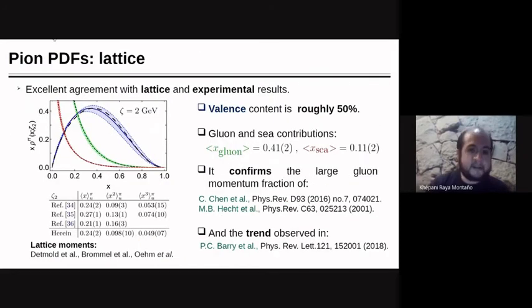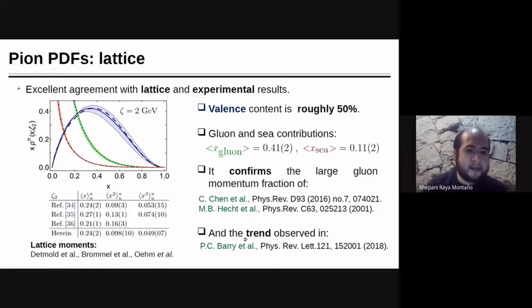Now we evolve the Dyson-Schwinger equation prediction for the valence, and we can get the valence, the glue, and the C at the scale of 2 GeV. What we learn is that at the scale of 2 GeV, valence carry roughly 50% of the momentum fraction. We find this pattern from the glue and the C.